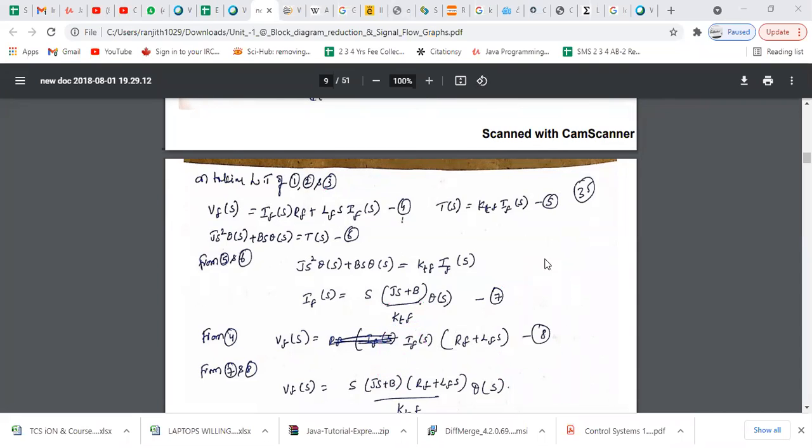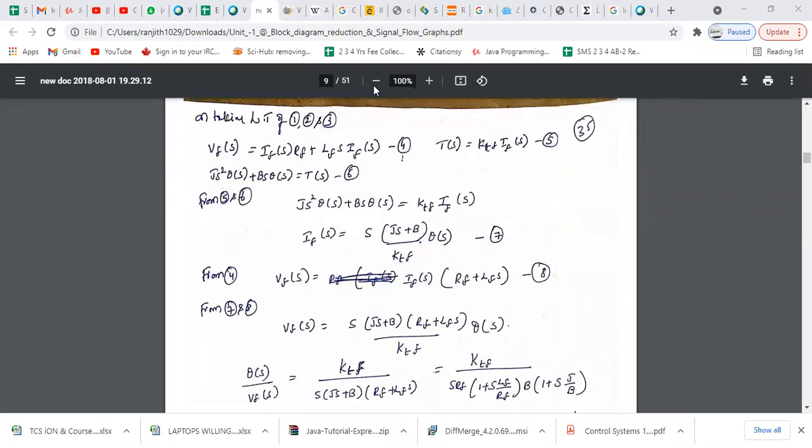Now tell me, what are the variables present in this equation?